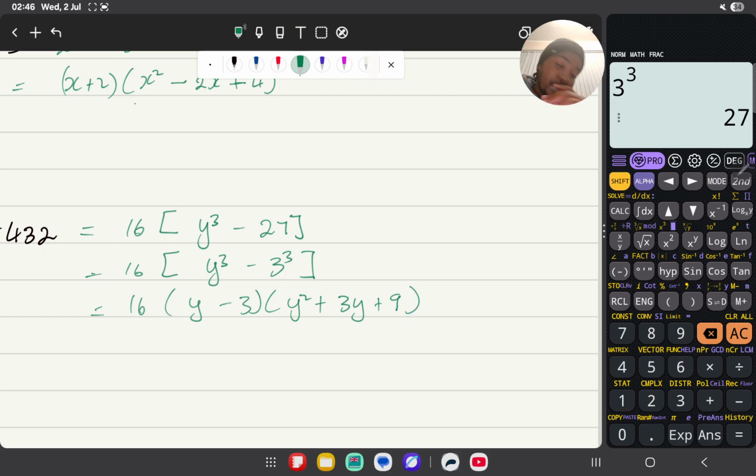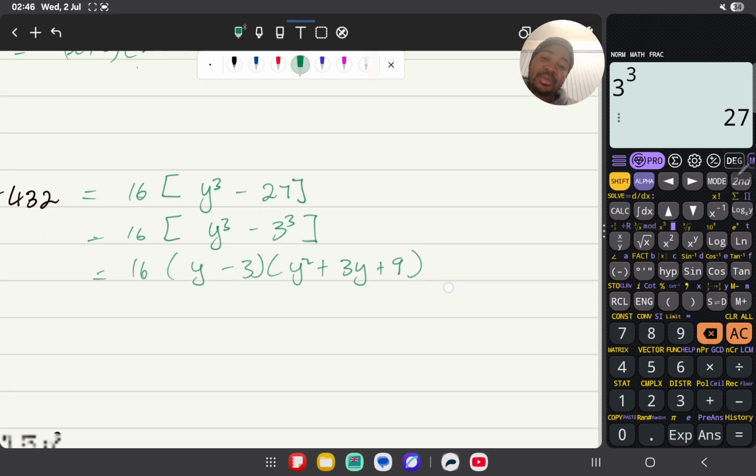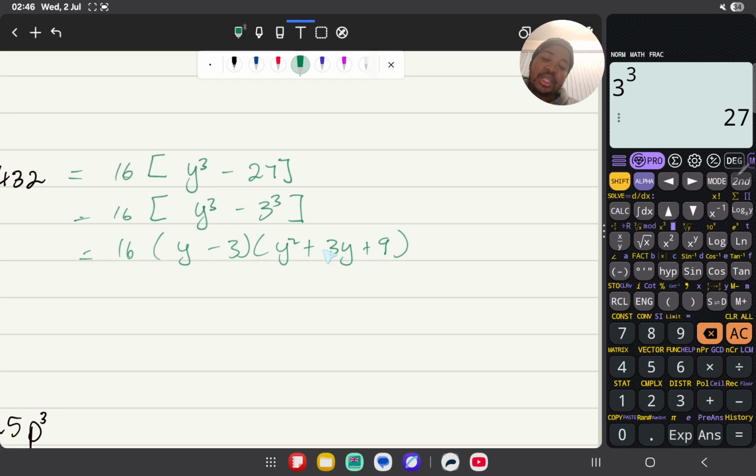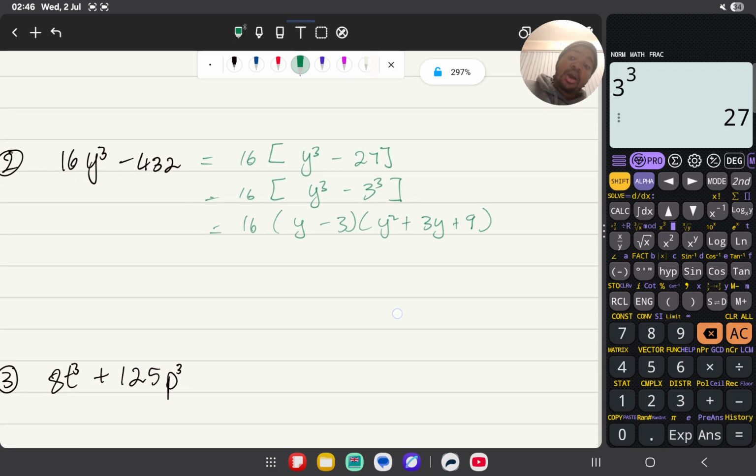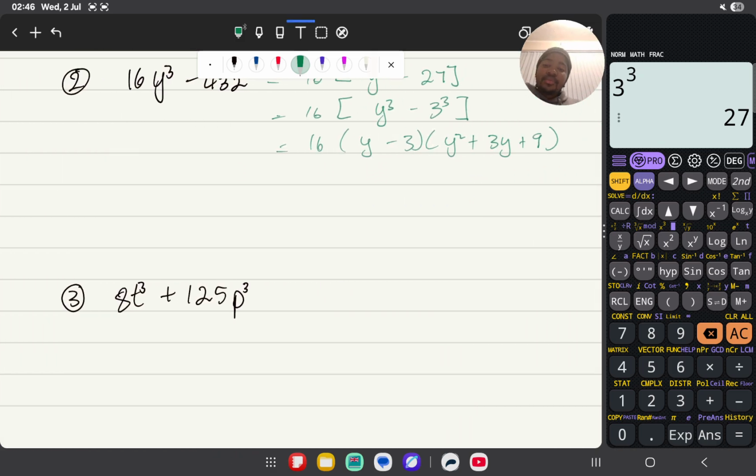You are done. But maybe before that, you can look at this. Are there any two numbers that when you multiply them give you 9, and when you subtract they give you 3? We don't have such numbers. That means we're going to leave it here. This is the end of our factorization.